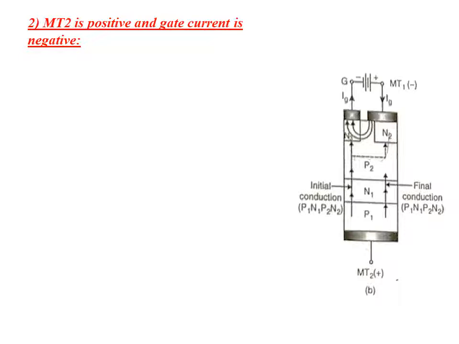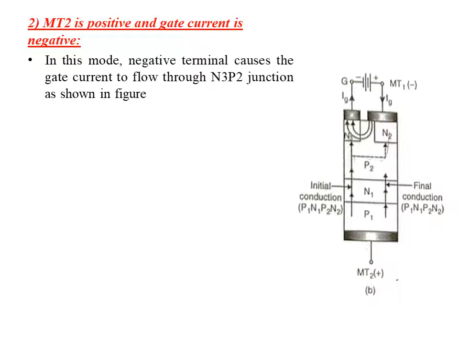The second mode is when MT2 is positive and gate current is negative. The first mode was MT2 positive and gate current also positive, whereas the second mode is MT2 positive and gate current negative. In this mode, the negative terminal causes gate current to flow through the N3 P2 junction, as shown in the figure. So when MT2 is positive and gate current is negative, the gate current flows through the N3 P2 junction as shown in the figure.